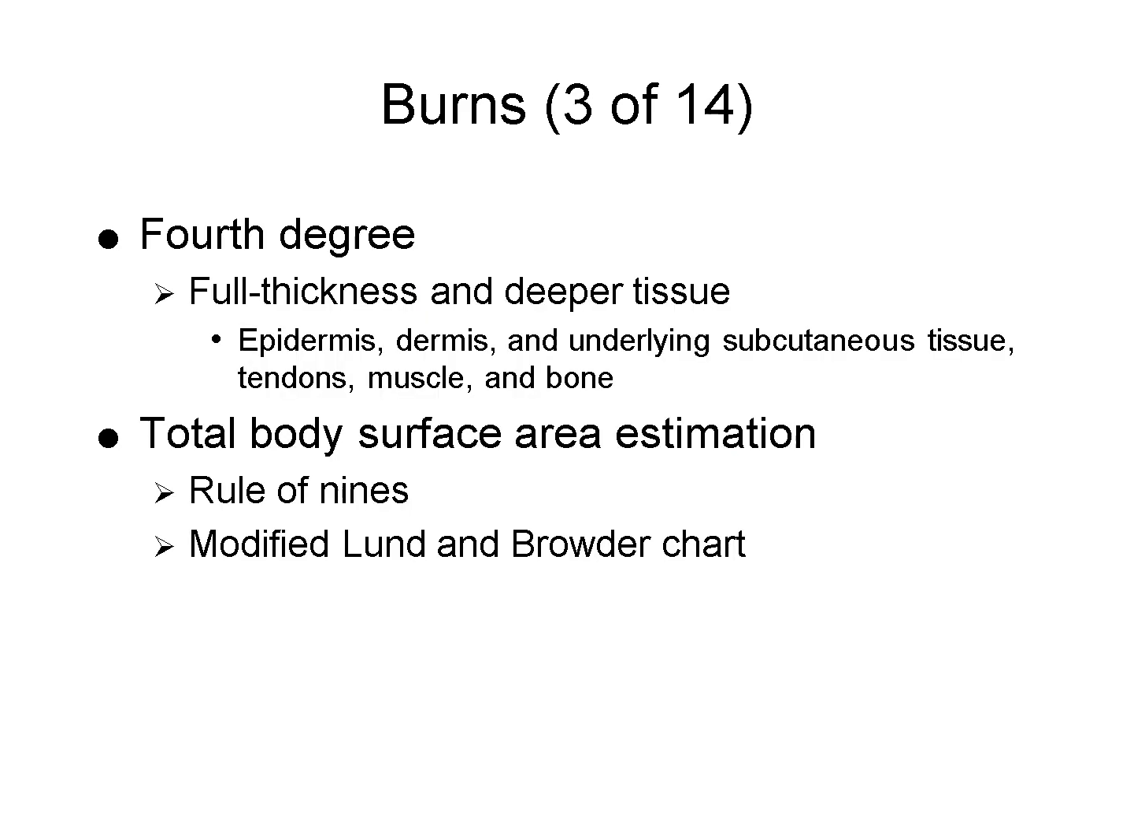Fourth-degree burns are the most severe, destroying not just the skin, but also underlying muscle, tendon, and bone. These injuries are often life-threatening and require extensive surgical intervention. To assess the extent of a burn, providers use tools like the rule of nines and the Lund and Browder chart. These help estimate total body surface area affected and guide fluid resuscitation.